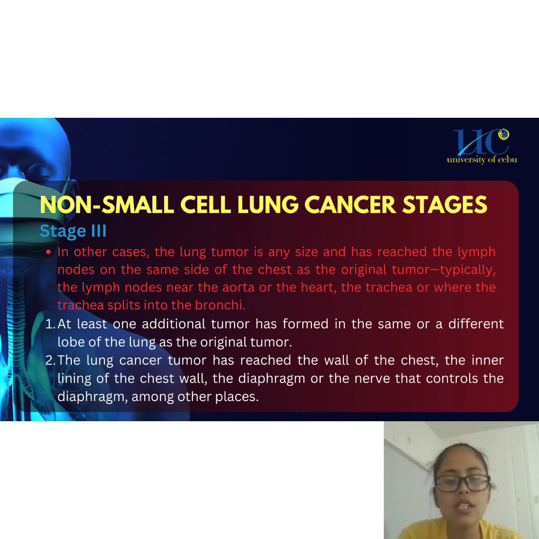For stage 3, in other cases the lung tumor is any size and has reached the lymph nodes on the same side of the chest as the original tumor, typically the lymph nodes near the aorta of the heart, the trachea, or where the trachea splits into the bronchi. Number one, at least one additional tumor has formed in the same or a different lobe of the lung as the original tumor. Also, the lung cancer tumor has reached the wall of the chest, the inner lining of the chest wall, and the diaphragm or the nerve that controls the diaphragm, among other places.